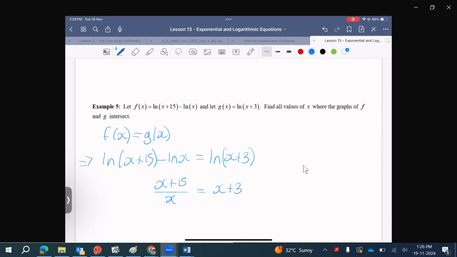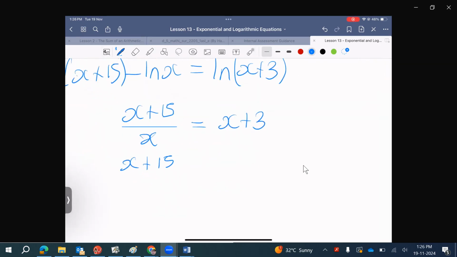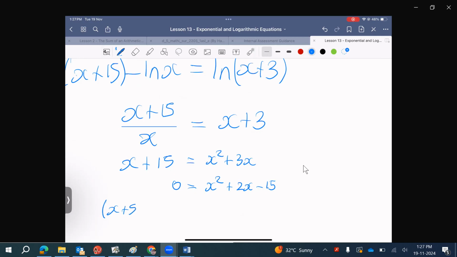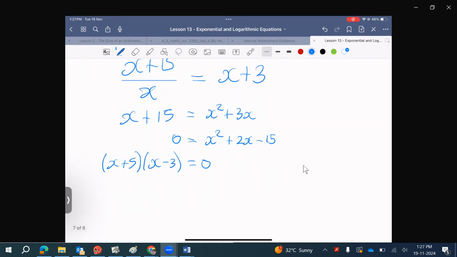Rearranging that, if we move the x up, we get x plus 15 is equal to x squared plus 3x. So x squared plus 2x minus 15 is equal to 0. And then factoring that, we're going to get x plus 5, x minus 3 is equal to 0. This gives us x is equal to negative 5, and x is equal to 3.